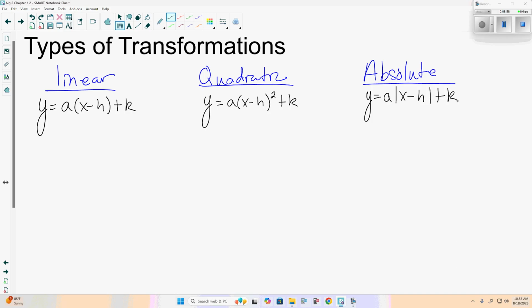Now the first transformation we're looking at is going to be a translation. We're going to be talking about vertical and horizontal translation. Vertical, up and down. We're talking about moving the function up or down. Or horizontal, we're going to move it left or right.